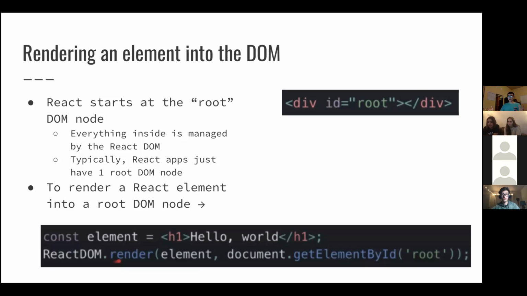And to render a React element into a root DOM node, this is some example code of what that looks like, very similar to the image that we just saw on the previous slide. It's a call with React DOM.render. We pass it a JSX element, and we also pass it the root DOM node.